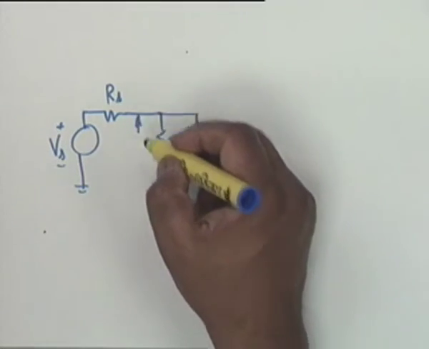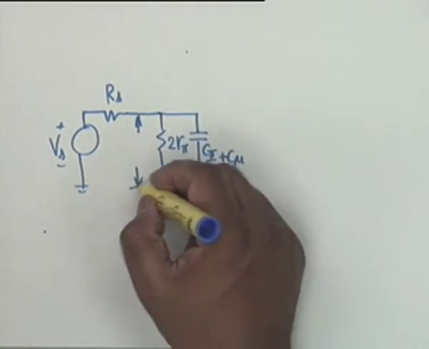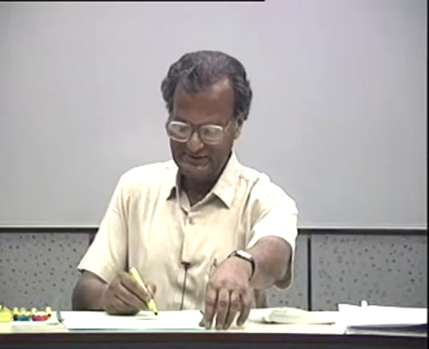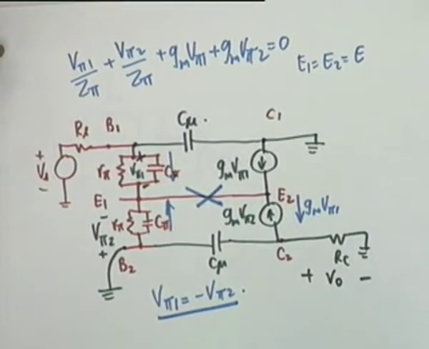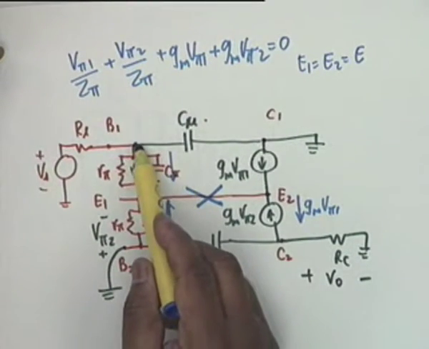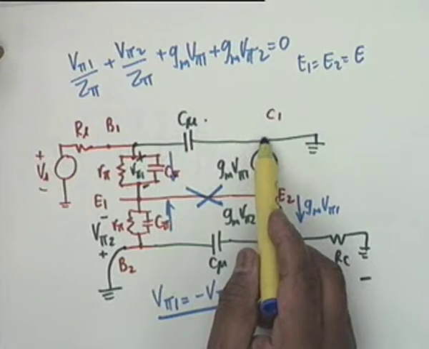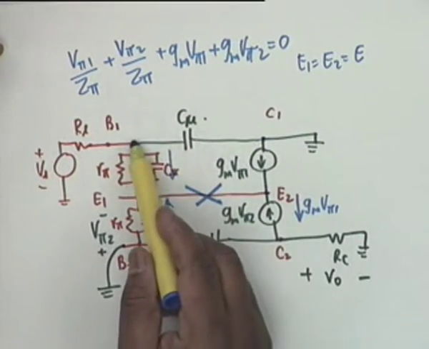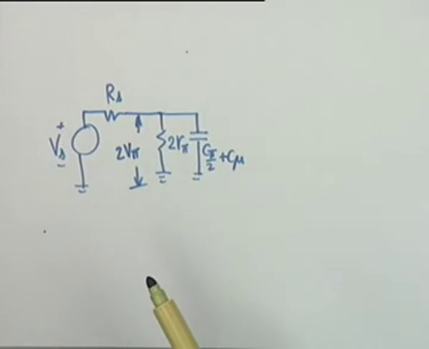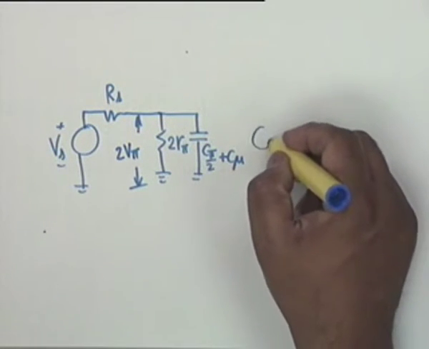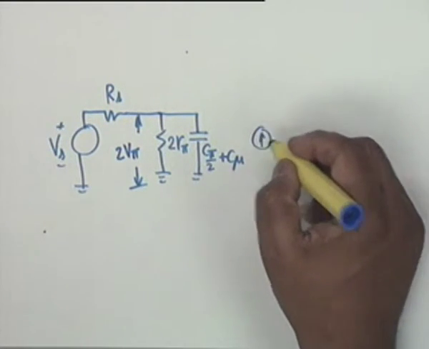What is the voltage now? Twice V pi. We don't have to say V pi 1, V pi 1 is V pi. What was your question? Which C mu is this? This C mu, from B1 to C1. C1 is grounded, and therefore it comes from B1 to ground. Okay? Alright. So this is my twice V pi, and then in the output circuit we have the GmV.